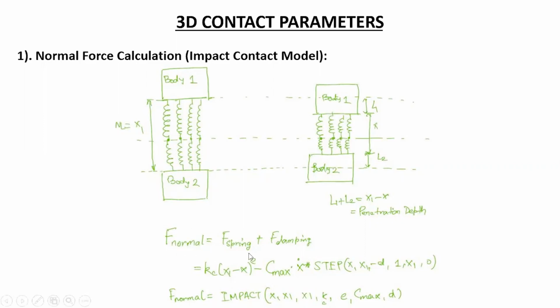Now the normal force is nothing but the spring force. Basically, springs are assumed between these two bodies, and there is always some kind of damping between these two. Obviously we know that for a simple mass spring system, the spring force is equal to kx, where k is the stiffness and x is the amount of displacement. Similarly in this case, we have the contact stiffness, we have this penetration depth, and this is the exponent.